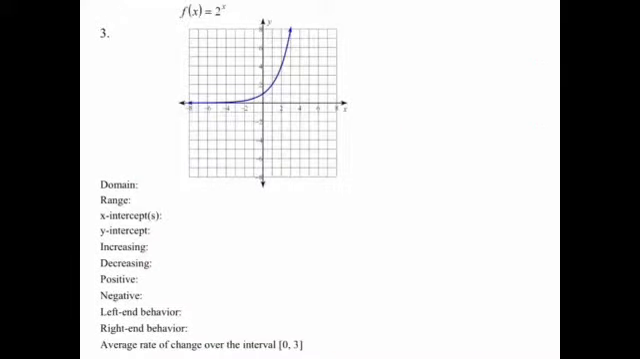Alright, moving on to 3. Again, your domain is how far left and right it goes. The function goes left forever and right forever, so it's going to be all real numbers. I'm going to do the fancy R. Your range is not going to be that. Your function, the lowest it goes is down here at this asymptote of y equals 0.